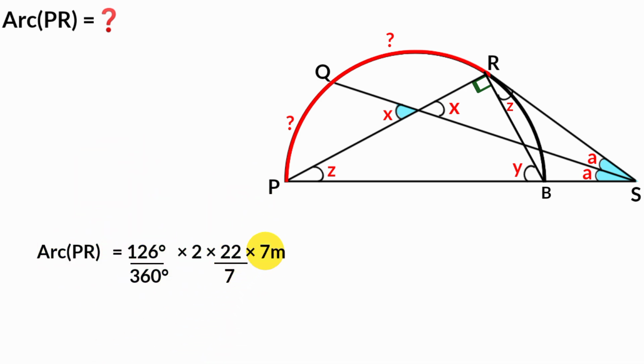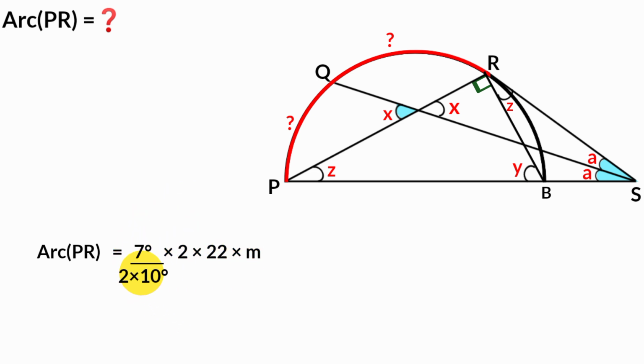This 7 cancels this 7. This 126 is the same as 2 times 63. And this 360 is the same as 2 times 180. This 2 cancels this 2. 63 is the same as 3 times 21. And 180 is the same as 60 times 3. This 3 cancels this 3. 21 is the same as 3 times 7. And 60 is the same as 3 times 20. This cancels this 7. So it is 7 over 20.